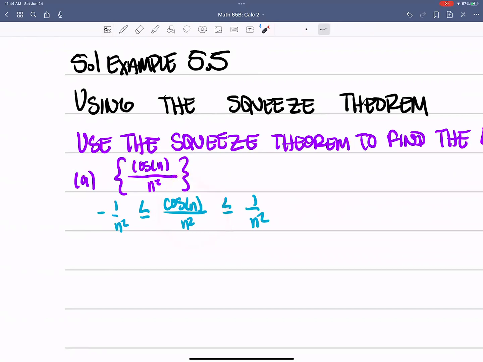This one, the numerator being smaller than the numerators over here, is going to make it a smaller value. This one being negative, no matter what, it's always going to be smaller. So we have that. We'll call this one A sub n, this one B sub n, and this one C sub n.